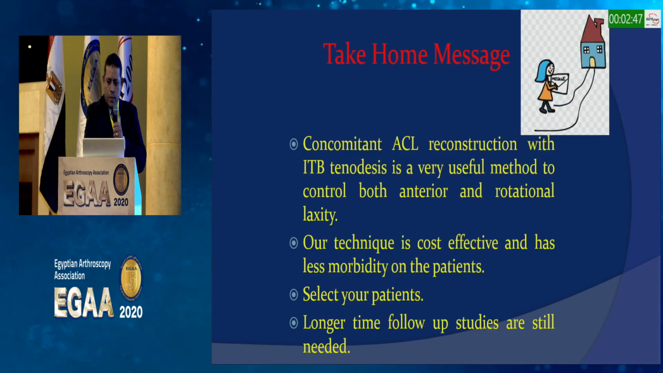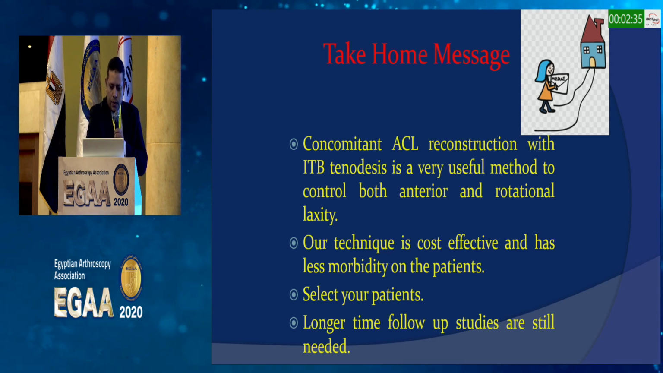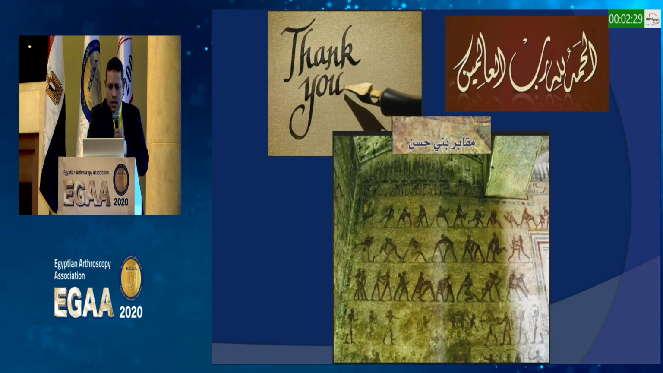So the take home message is that concomitant ACL reconstruction with IT band tenodesis is a very useful method to control both anterior and rotational laxity. Our technique is cost effective and has less morbidity for the patients. Select your patients. Longer time for follow-up studies is still needed. Thank you.